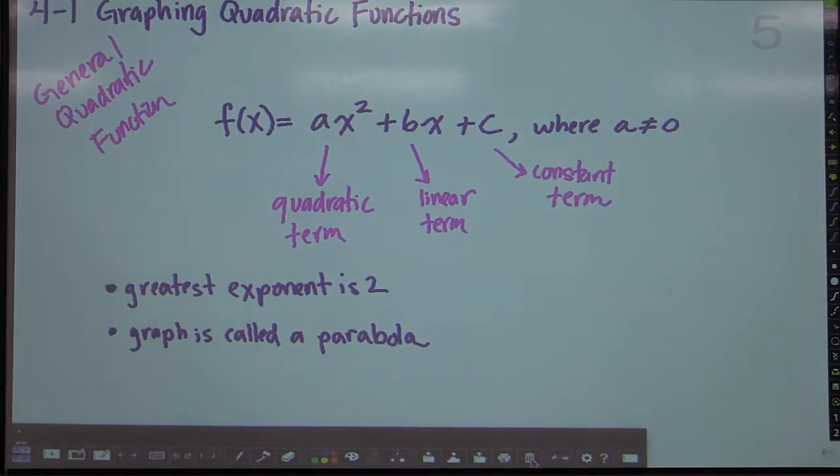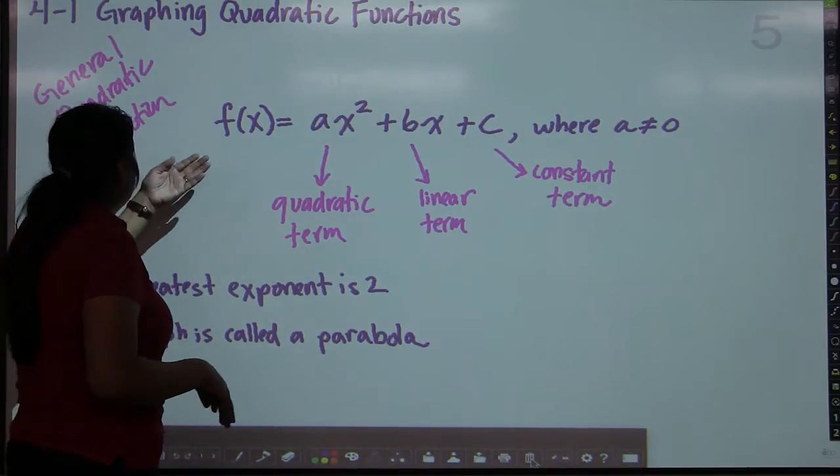And we have done a little bit of this before in Algebra 1, so some of this should be review, but I wanted to make sure that I went over some of the basic things about a quadratic function before we get started. In a quadratic function, the greatest exponent of the function is 2.